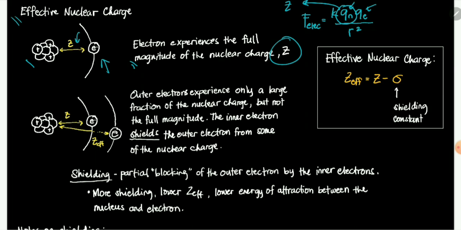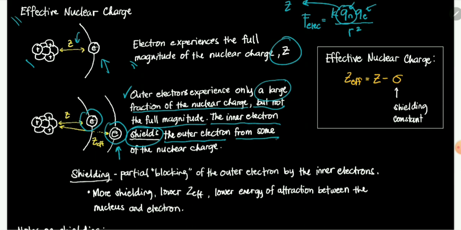Okay? So kapag ka naman electrons, okay, maraming electrons sa inyong atom, meron kang outer electron and meron kang inner electrons. Okay? So yung outer electron, they only experience a large fraction of the nuclear charge, not the full magnitude. Pero large fraction pa din, generally. The inner electron shields the outer electron from some of the nuclear charge. So hindi niya na na-experience yung full magnitude ng ating Z. Ang na-experience na lang niya ay yung tinatawag nating effective nuclear charge.